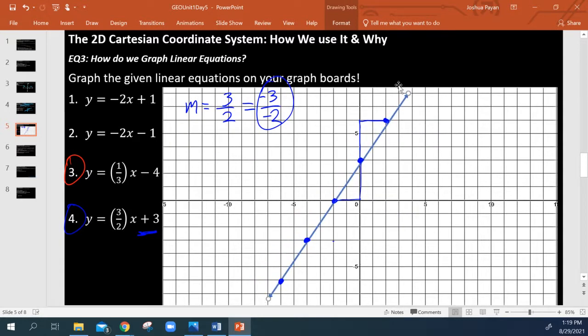There we go, almost. It's just going to bother me unless I get it perfect. And there you have it.